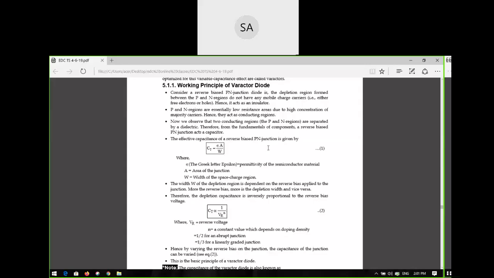Now the N region has a high concentration of majority charge carriers, which are electrons, and the P region has majority charge carriers of holes. So when you connect reverse bias, what will happen? The battery will pull the free charge carriers present in the N region as well as the P region. The N region is full of electrons, which are pulled towards the positive terminal, and the P region is full of holes, positive charge carriers, which are pulled to the negative terminal of the battery. Due to this, the depletion region will increase.